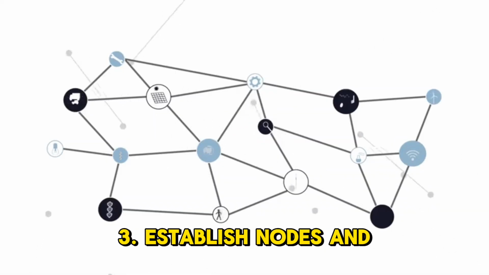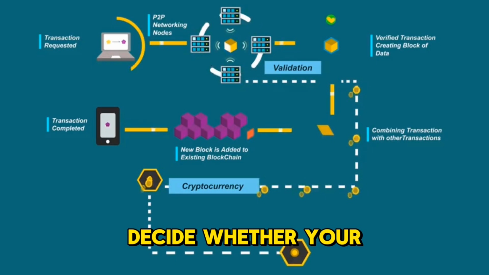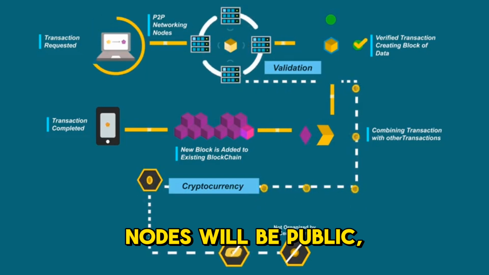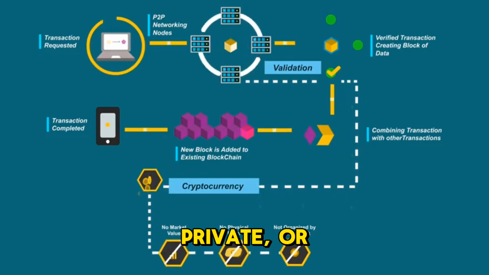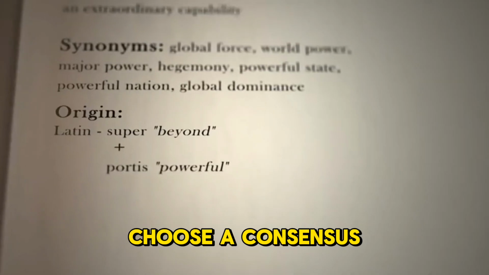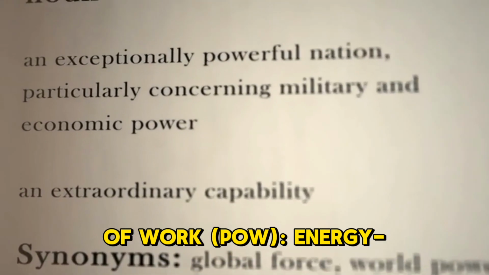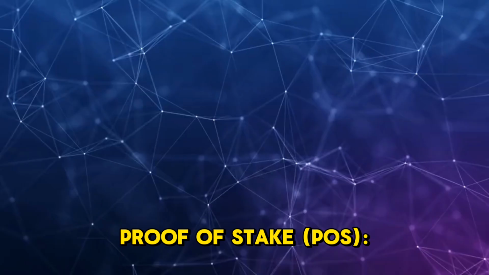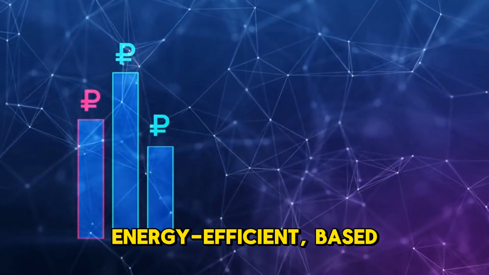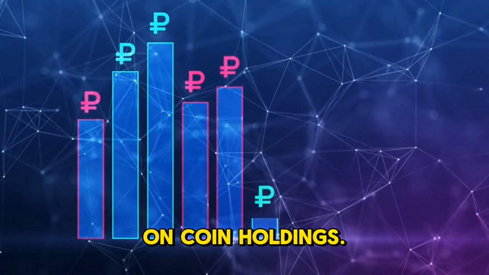3. Establish nodes and consensus mechanism. Decide whether your nodes will be public, private, or consortium-based. Choose a consensus mechanism like Proof of Work, PoW, energy-intensive but secure. Proof of Stake, PoS, energy-efficient, based on coin holdings. Delegated PoS, faster with elected validators.